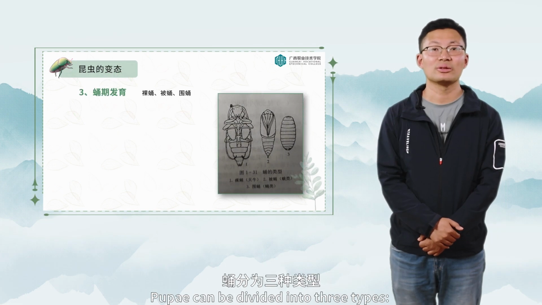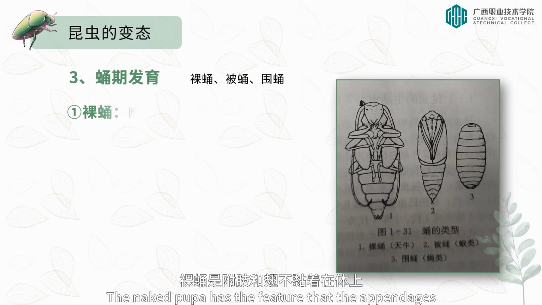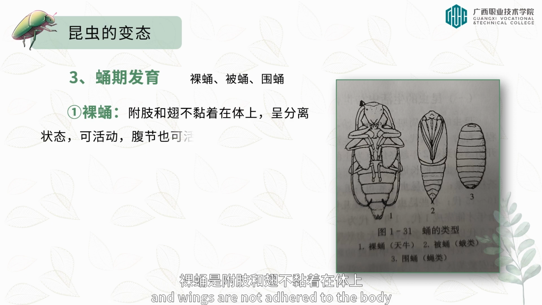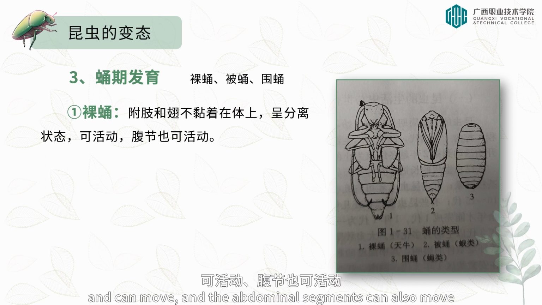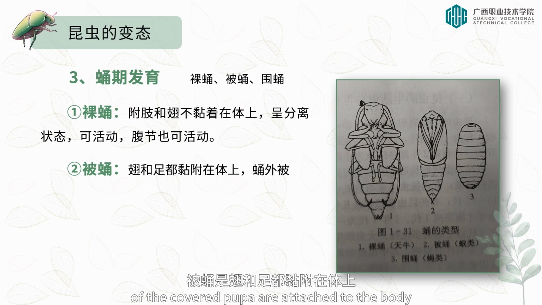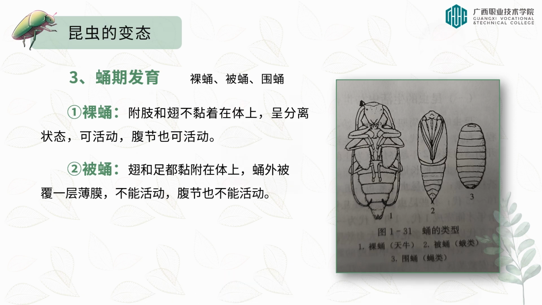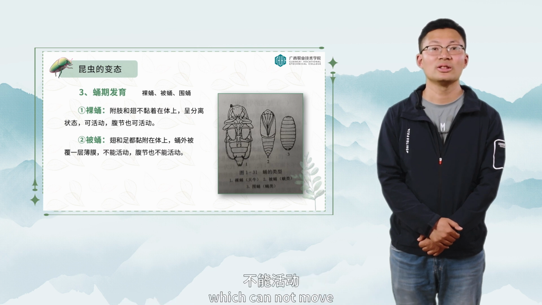Pupae can be divided into 3 types: naked pupae, covered pupae, and periphery pupae. The naked pupae has the feature that the appendages and wings are not adhered to the body. It is in a separated state and can move, and the abdominal segments can also move. The wings and feet of the covered pupae are attached to the body, and a layer of membrane is coated outside the pupae, which cannot move, nor can the abdominal segments.